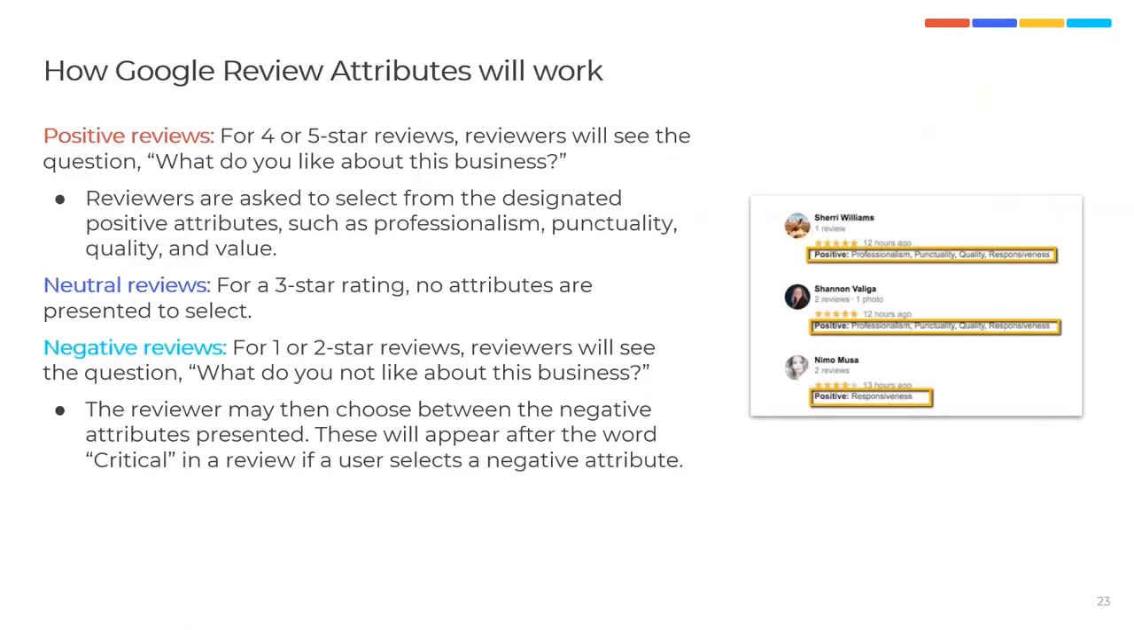Now, the way it works is like this. If someone's willing to give you a 4 or 5 star review, a question will pop up and say, what do you like about this business? And you can click things like they were punctual, quality, professionalism, responsiveness, things along those lines. If it's a neutral review, no attributes will be presented to the person leaving the review, but a text box will appear. Negative reviews, on the opposite end of the positives here, give you the option to leave negative attributes here. Again, this is something that you're going to want to respond to on all 3 of these incidents.